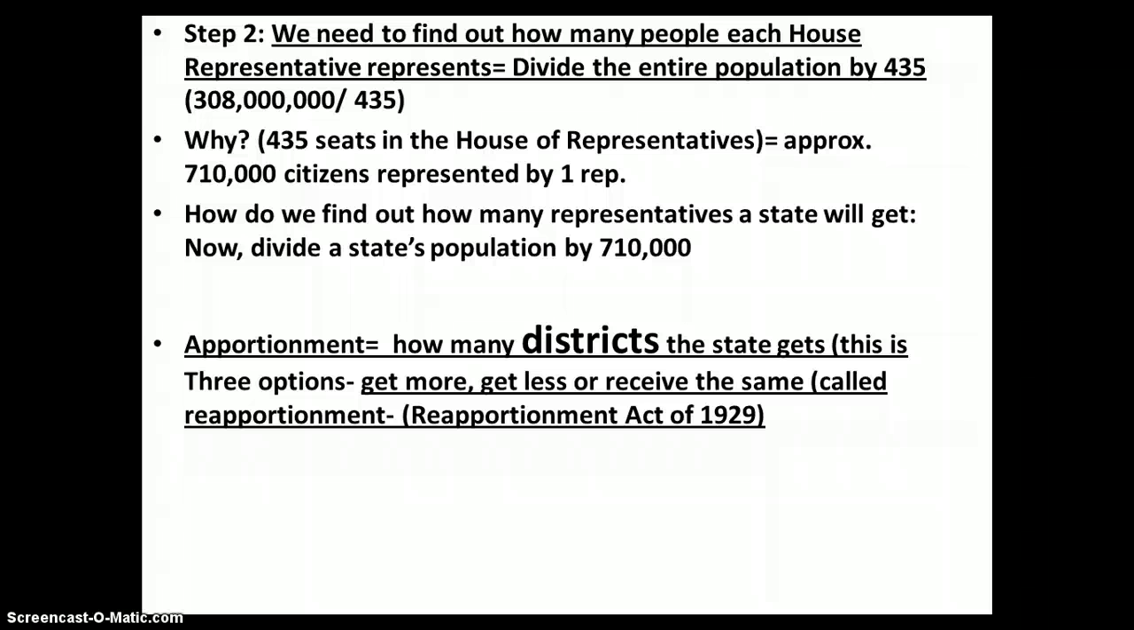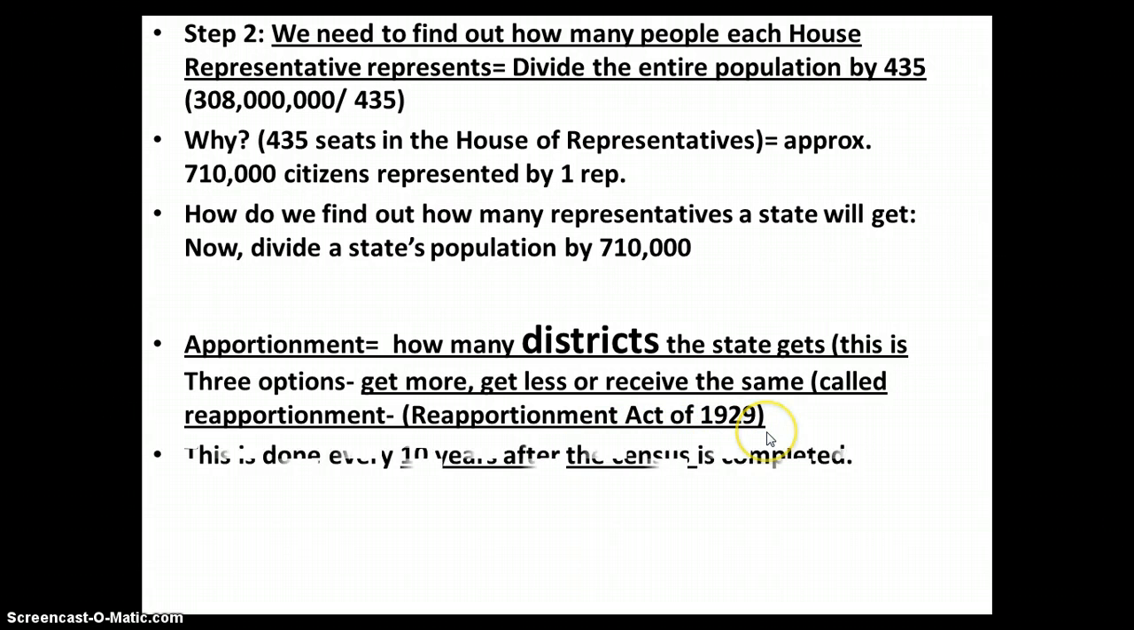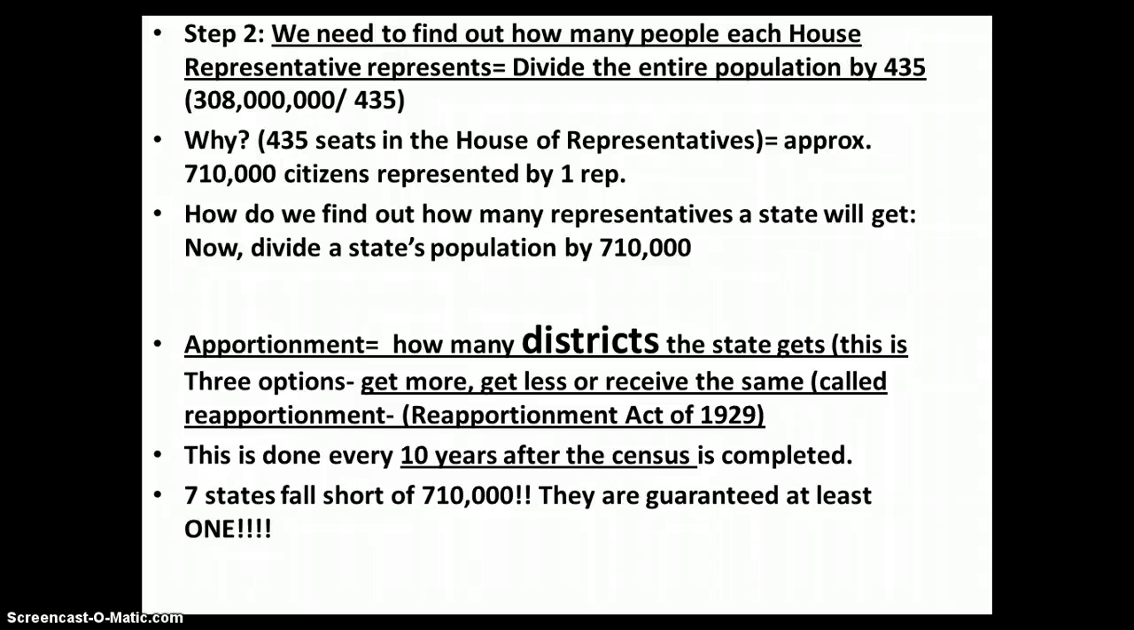Now, the Reapportionment Act of 1929 set the House of Representatives at 435. This act determines that our House of Representatives will not change with population growth, but will stay at 435. Now, like I said earlier, the census is done every 10 years. 7 states currently fall short of the 710,000 population. However, due to the Constitution, they are still guaranteed at least one House representative.